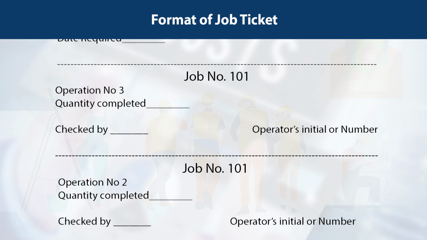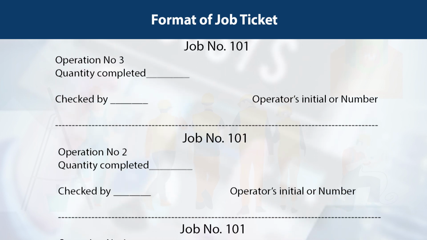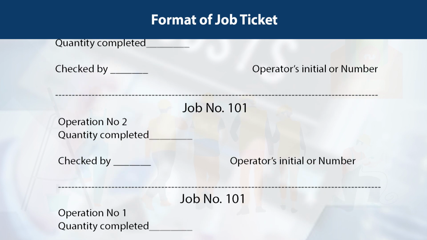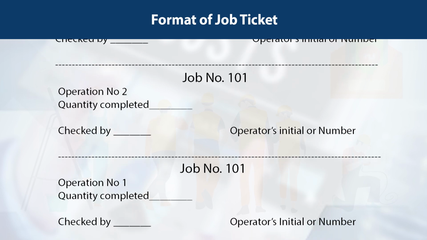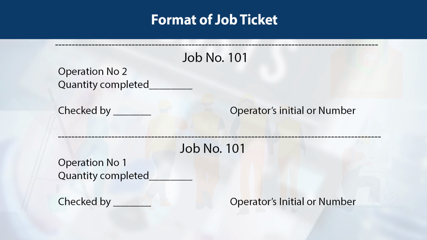Likewise, for operation number 2, who has checked the quantity completed and operator's initial and number to be recorded. Likewise, for job number 101, that is operation number 1, quantity completed, checked by or initial and number of the operators is to be recorded.